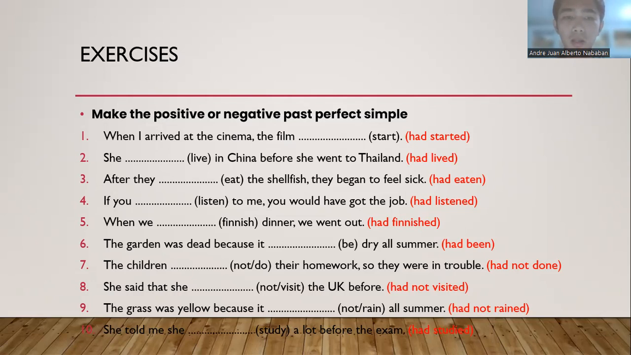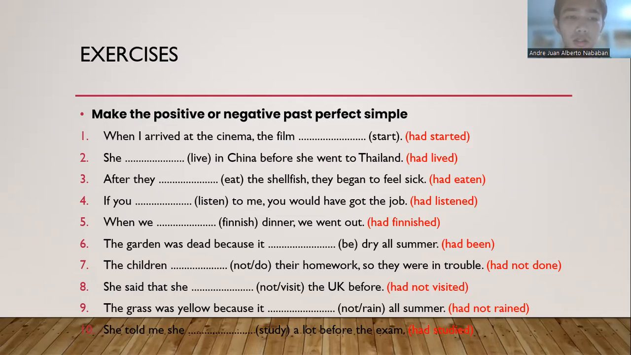Number 5, when we blah blah blah finish dinner, we went out. And here is again a past perfect tense. A past perfect tense uses a past auxiliary verb from have or has, which is had, plus a verb 3 from finish. So the complete verb is had finished. So the sentence will be, when we had finished dinner, we went out.